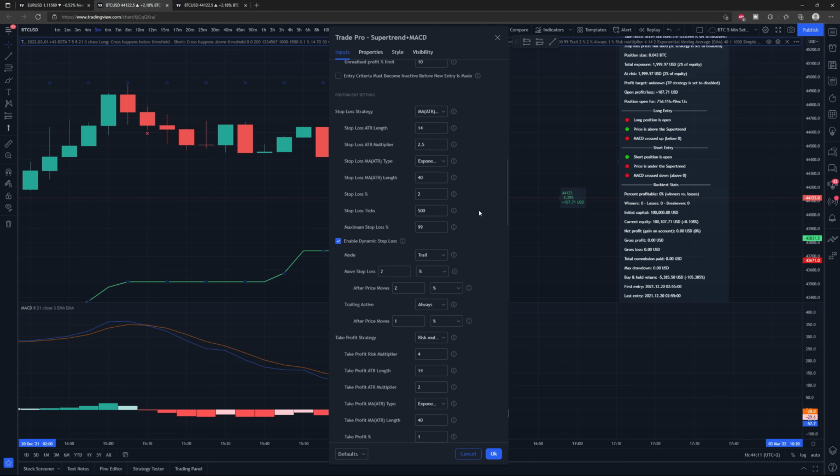Now, on to the next thing here, another new section. So enabling the dynamic stop loss.